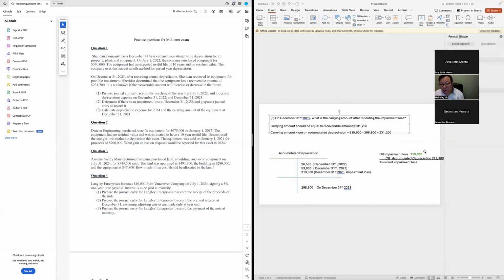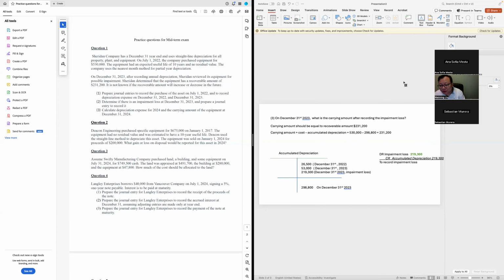Yes. So instead of going through this calculation, if you understand everything conceptually, you will know the whole point of impairment loss is to bring the carrying amount down to recoverable amount. Okay, so that's your carrying amount.